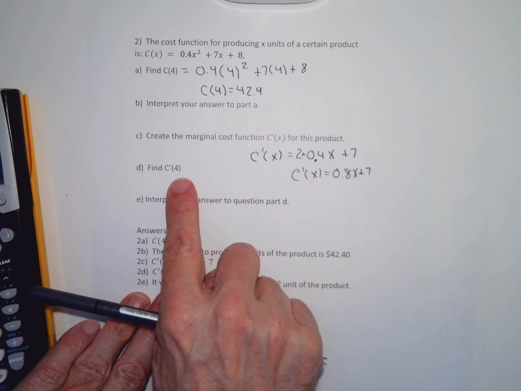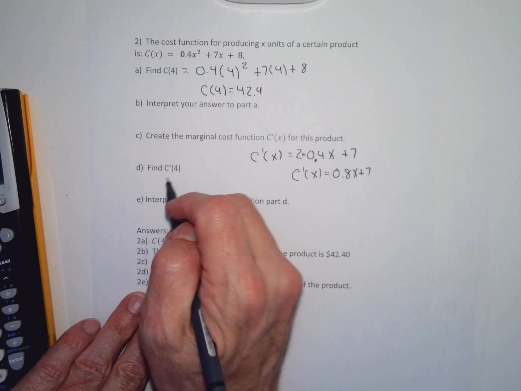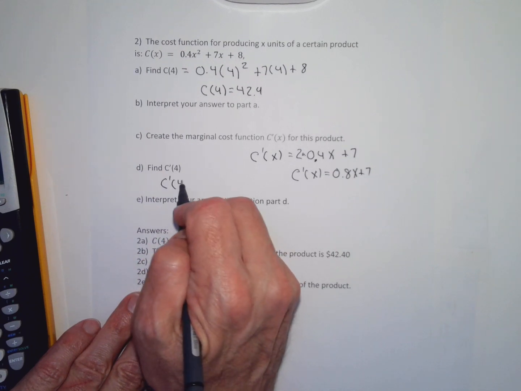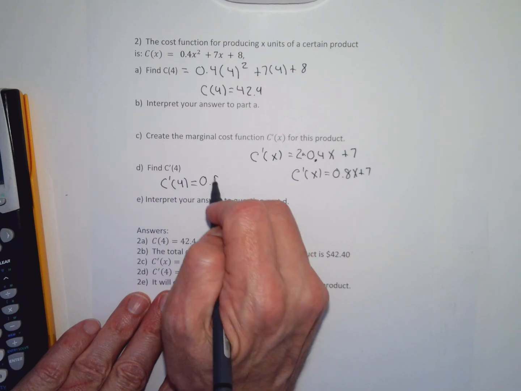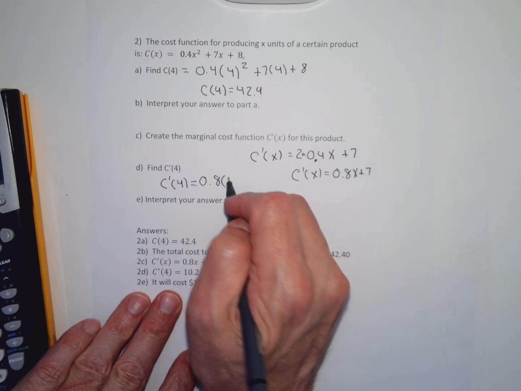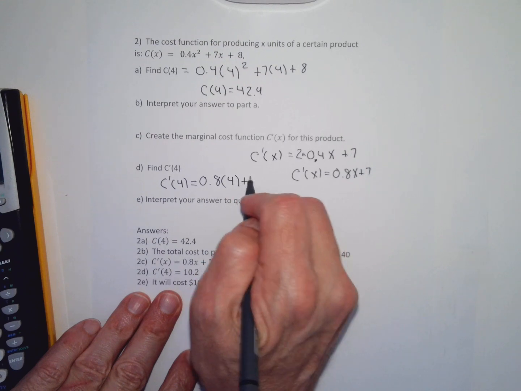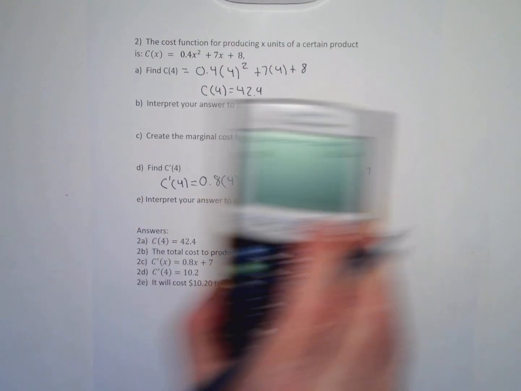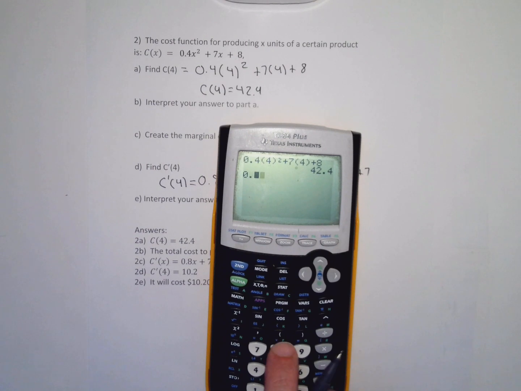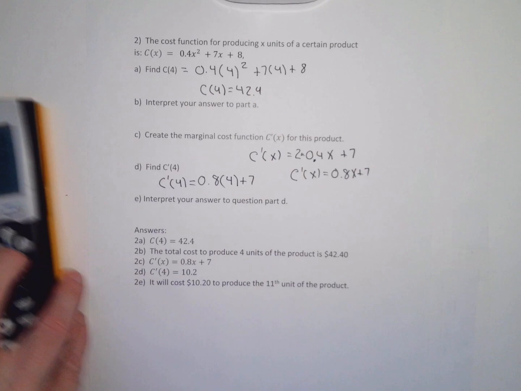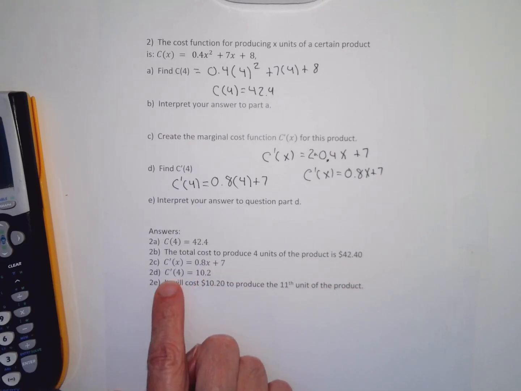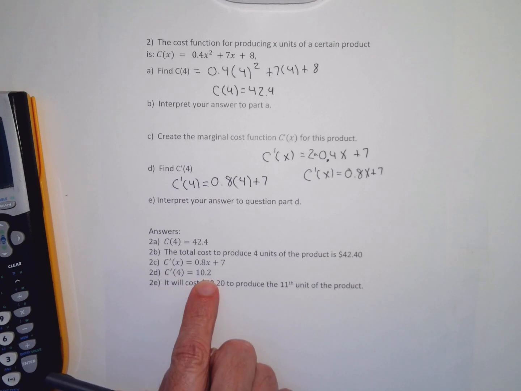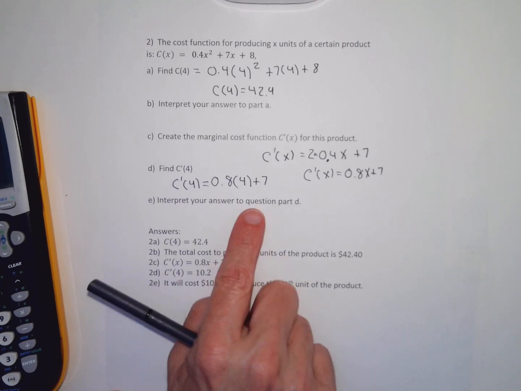Part D just wants me to plug 4 in for the x. 4 stands for 4 units, but the marginal cost function is actually going to give me the cost associated with the 5th unit. So I just plugged in 4, and now I'm just going to do 0.8 times 4 plus 7 and get 10.2. So the answer to part D, C prime evaluated at 4, the marginal cost function evaluated at 4, is 10.20. Now I need to interpret.